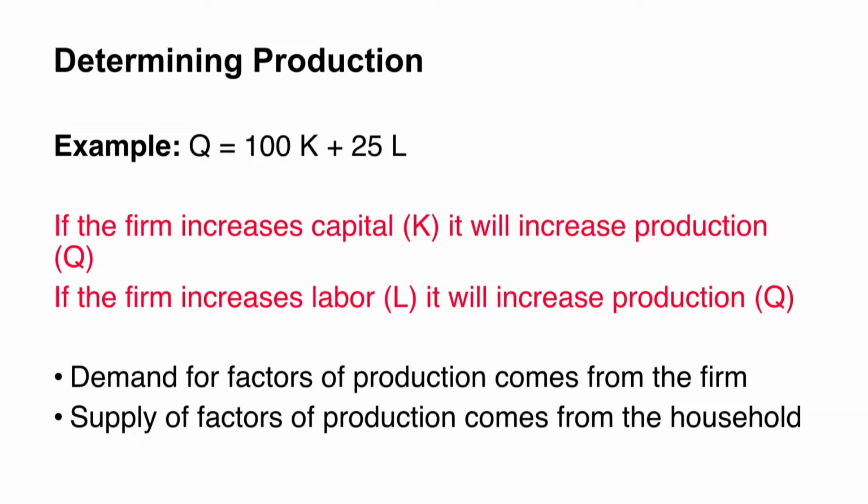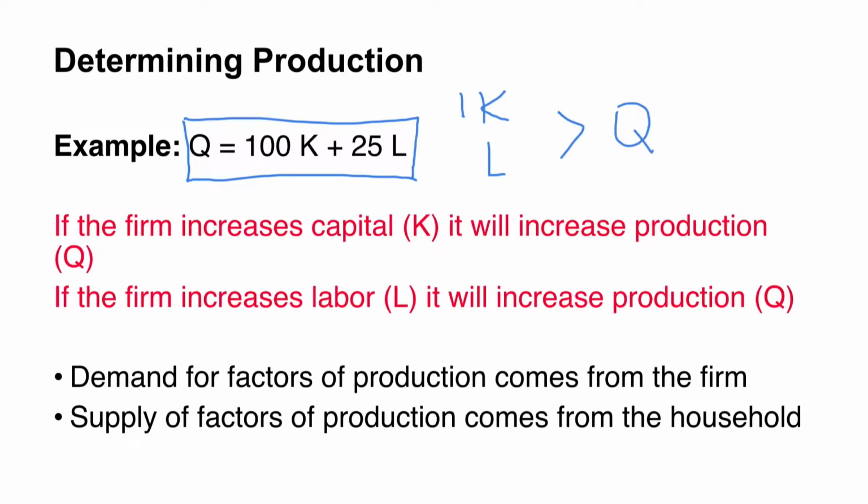So when we think about a production function, for example, here we have a very simple one. In this example, the firm is using both capital and labor to produce output. If the firm increases its use of capital, it's going to increase its output. If it increases the number of workers it hires, it's also going to increase its output. So when we increase the number of inputs that the firm uses, this is going to translate to an increase in output.